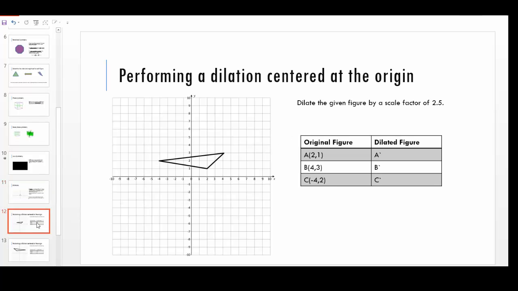So when we dilate about the origin, we count the distance each point is from the origin, and we multiply that distance by 2.5. So we're moving horizontally and we're moving vertically. Now if we look at point A, it has a coordinate of 2, 1. So it is this point. If we count back to the origin, we move 2 and we move down 1. So I probably have to make this larger.